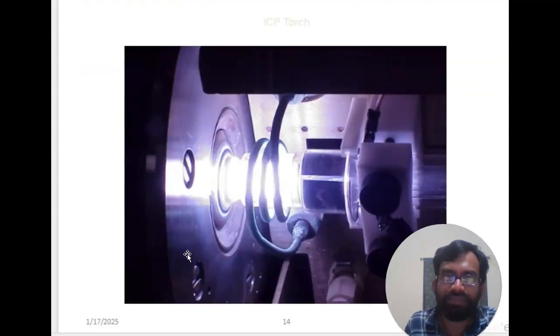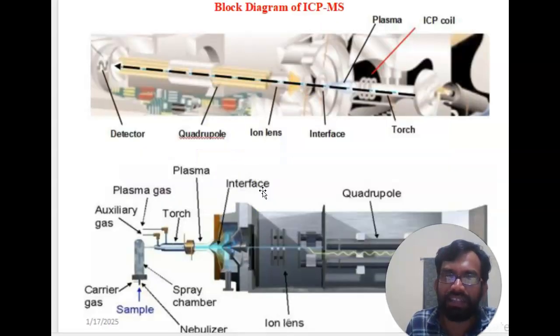Then you can see here the ICP torch. We collected this image from our instrument. Our lab has an ICP mass spectroscopy instrument. Then you can see the ICP torch light. Then you can see here the block diagram of ICP mass spectroscopy.